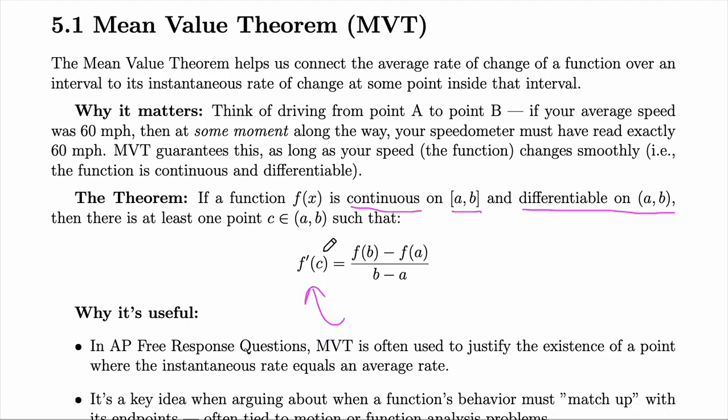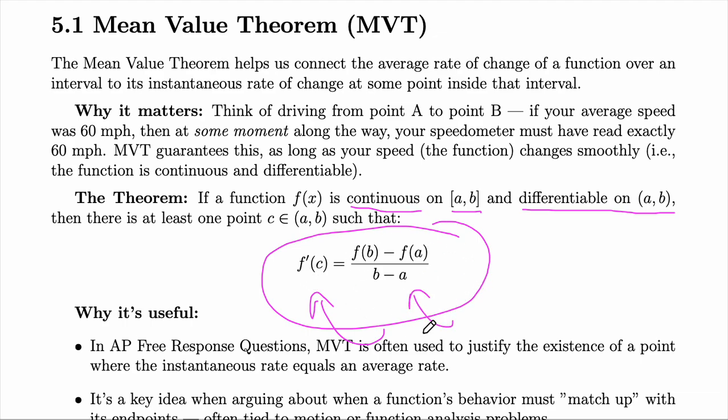Over here on the left-hand side, you see we have the derivative, right? So this tells me that I'm looking at the instantaneous rate of change. This would represent the time when my speedometer was exactly 60 miles an hour. Over here on the right-hand side, we have the average rate of change, right? This is actually just my algebra 1 formula for slope, y2 minus y1 over x2 minus x1. And so this is what the MVT guarantees: that the instantaneous rate of change at some point C is equal to the average rate of change on that closed interval from A to B.